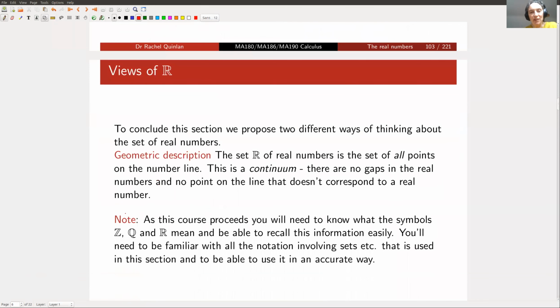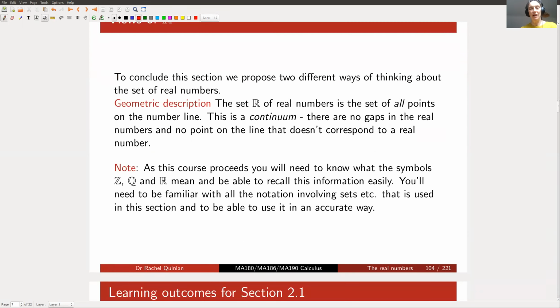And the other view is what I'm referring to as a geometric description. The set of real numbers is the set of all points on the number line. Every point on the number line represents a different real number. So it's a continuous thing. It's full up with points. There are no gaps in it and no points that don't correspond to real numbers. Amongst all those points, some of them are rational, some are not, but every one of them is a real number.